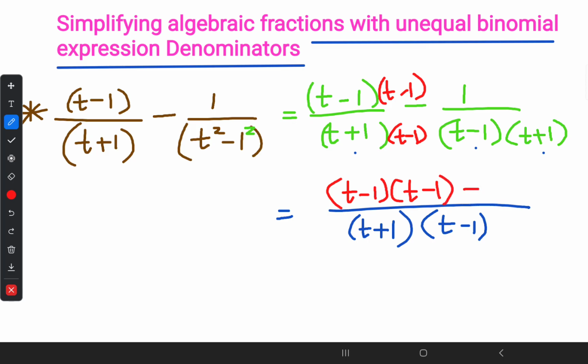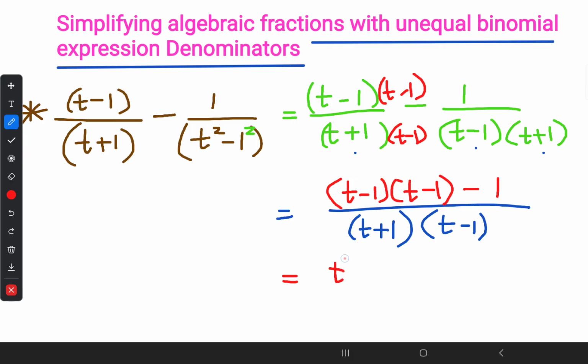Look at the second fraction, that is already having the LCM denominator itself, t plus 1 and t minus 1. Only the order changed, nothing else. So this fraction is not going to multiply with any expression. So we can keep the 1 as is. Then finally, you have to do the expansion for the binomial expansion.